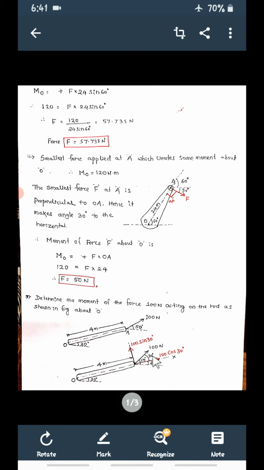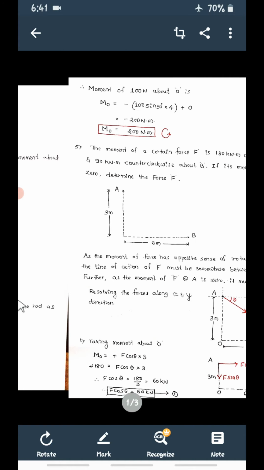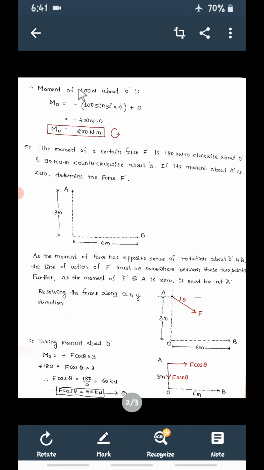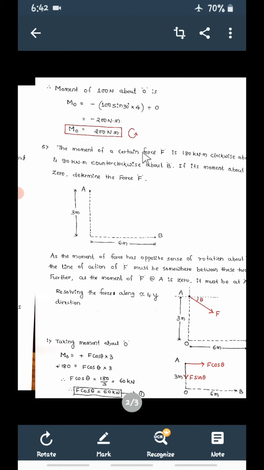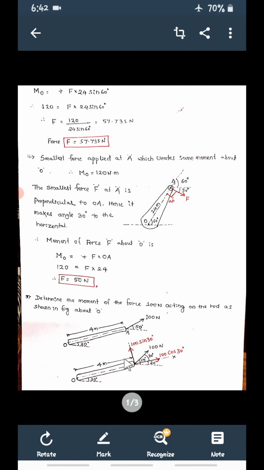Now you can take the moment of this force about O, then the moment of the other force about O. So what is the moment now? The moment of the 100 Newton force about O is given by M_O, the moment about O, equal to the first force. I'll take this force first. With reference to this O, what is the moment of this force?